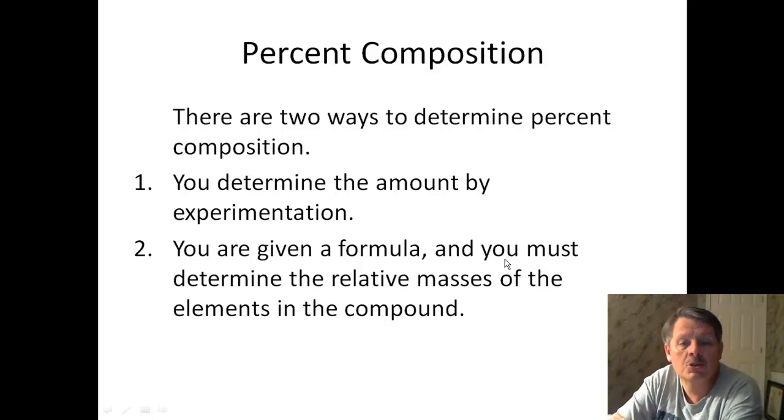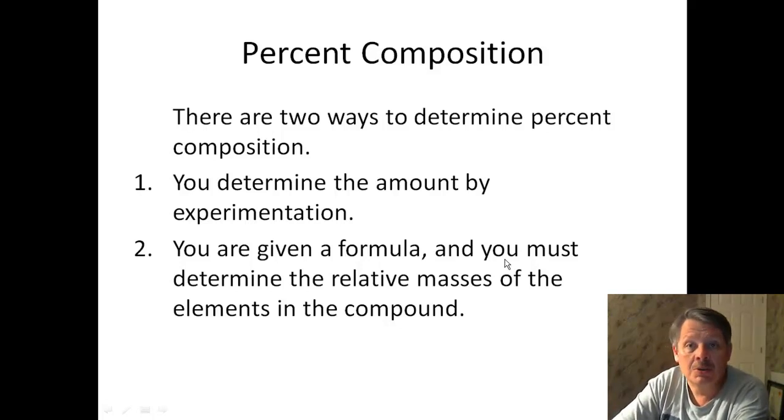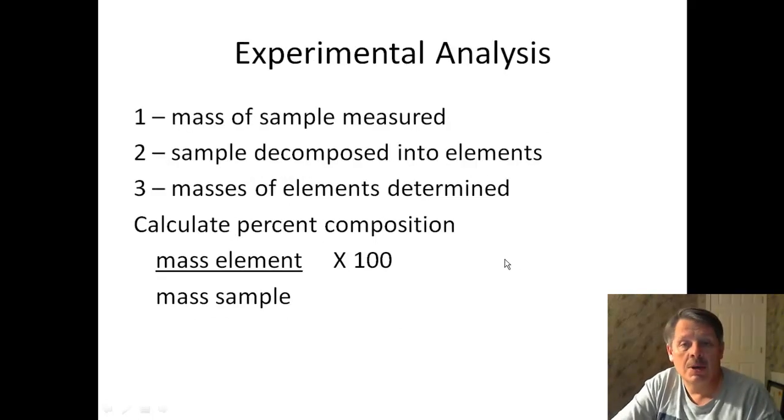One is determined by experimentation. Now, did we just do that? Nope, we didn't. You didn't experiment to see how much fat was in chocolate. No, you were given a formula. And that's the second way. If you are given a formula, you can determine the relative masses of the elements in the compound. So we are going to do this both ways.